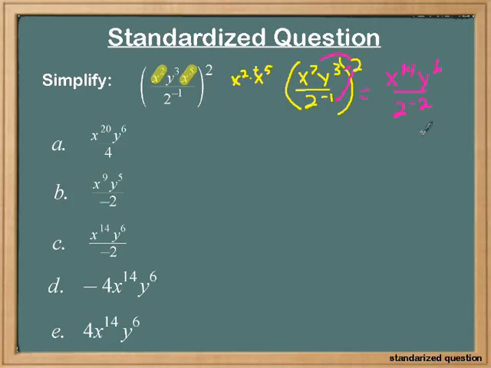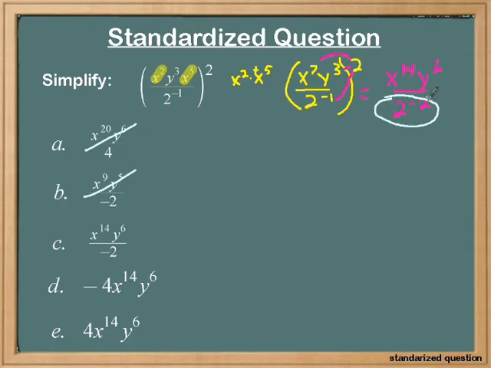Now, if you're not sure what to do with this situation down here, look at your answers and see if there's anything you can eliminate so far. Well, we didn't get x to the 20th or a y to the 6th. We didn't get x to the 9th or a y to the 5th. We have the 14 and the 6 in the next 3, so it's either going to be C, D, or E. So we're going to have to take this 2 to the negative 2 and see if we know what to do with that.